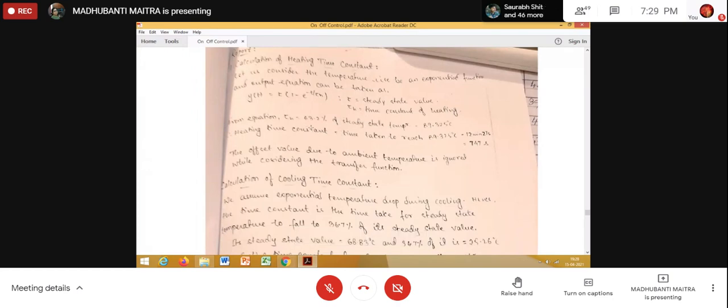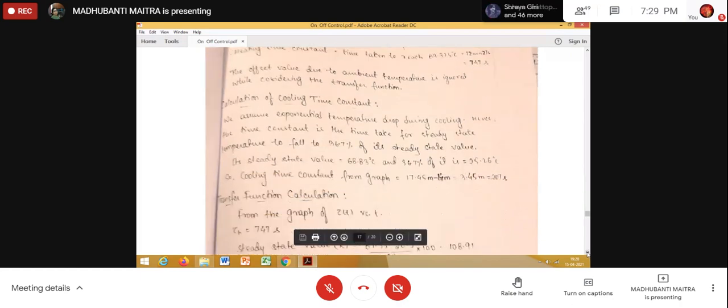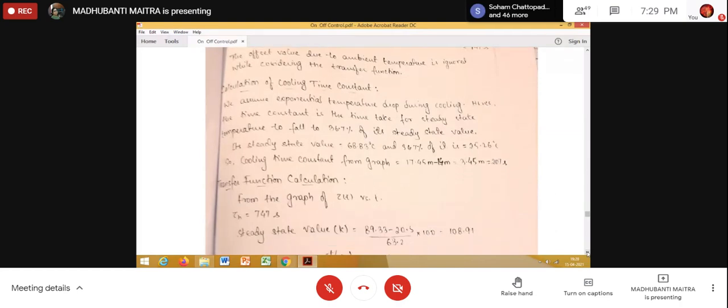Can you see? They have calculated the heating time constant. The heating time constant they have found to be nearly equal to 747 seconds, and here, from the plot itself, considering this 36.7% value, they have computed the cooling time constant, which is nearly equal to 207 seconds.